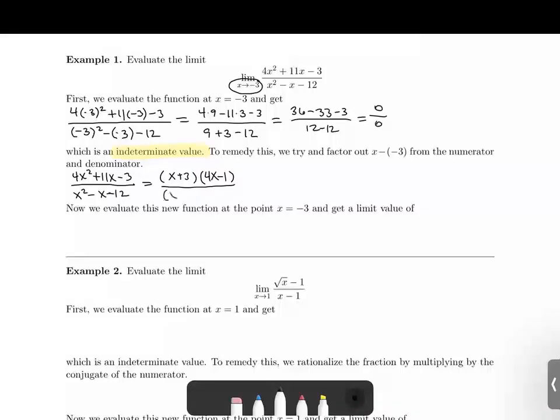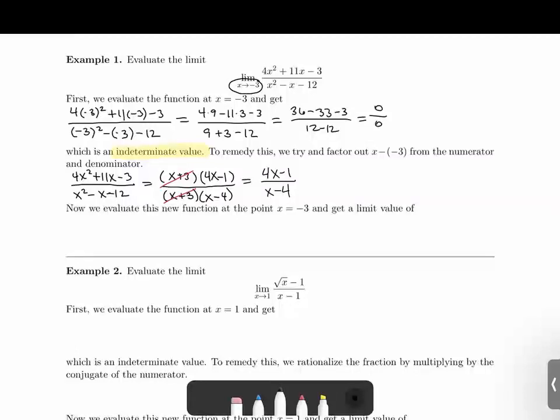And then I'm going to go ahead and put an x plus 3 here on the bottom. And in order to get a -12, I need to have a -4 here. And again, just double check when you multiply your outside and your inside, does that cancel to what your middle term should be? And it does. And then we can go ahead and cancel out the x plus 3's. So now I'm going to have a 4x minus 1 over an x minus 4. And that's going to be my new fraction.